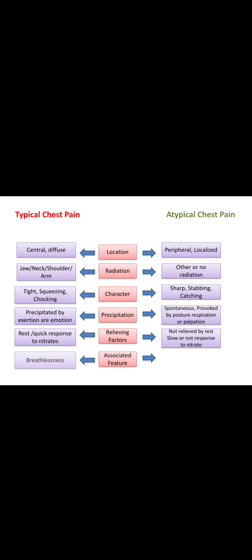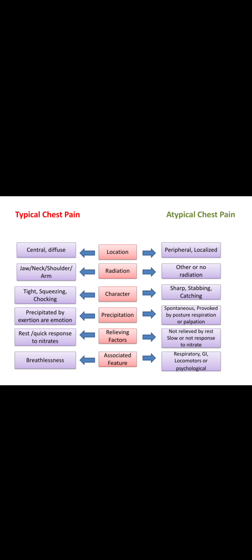While in atypical chest pain, there may be multi-system involvement. There may be respiratory symptoms, GIT symptoms, locomotor or musculoskeletal symptoms, or psychological symptoms.